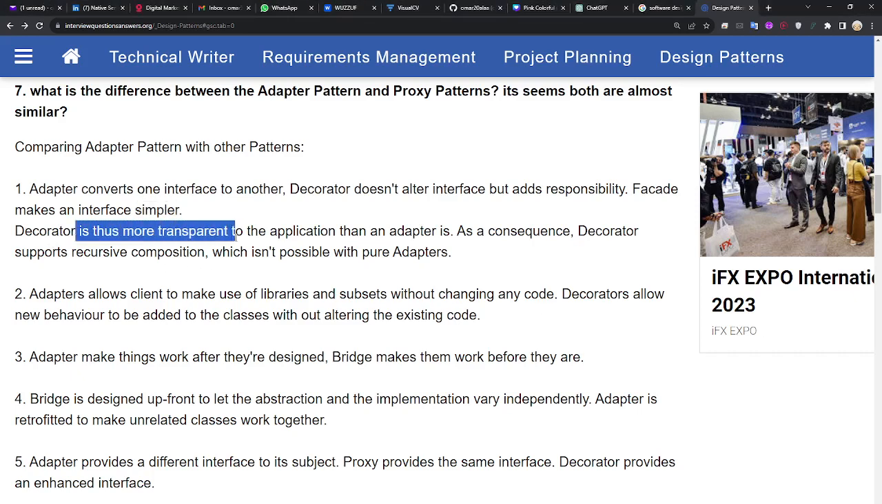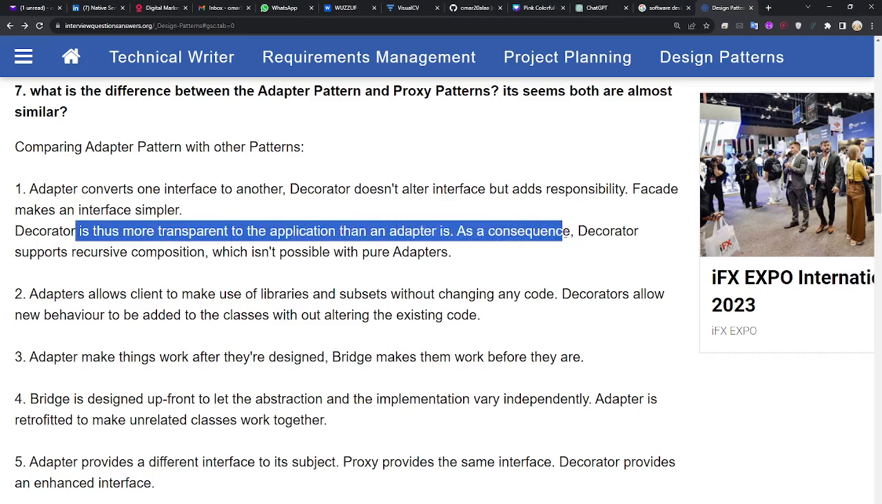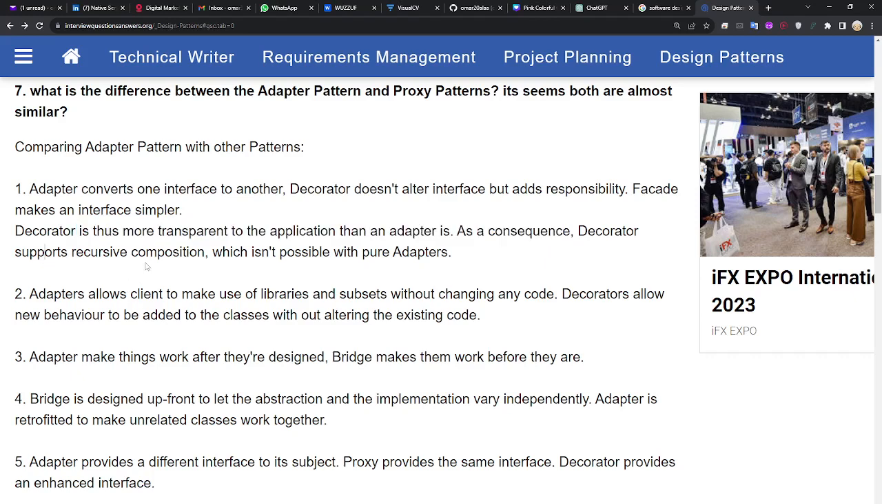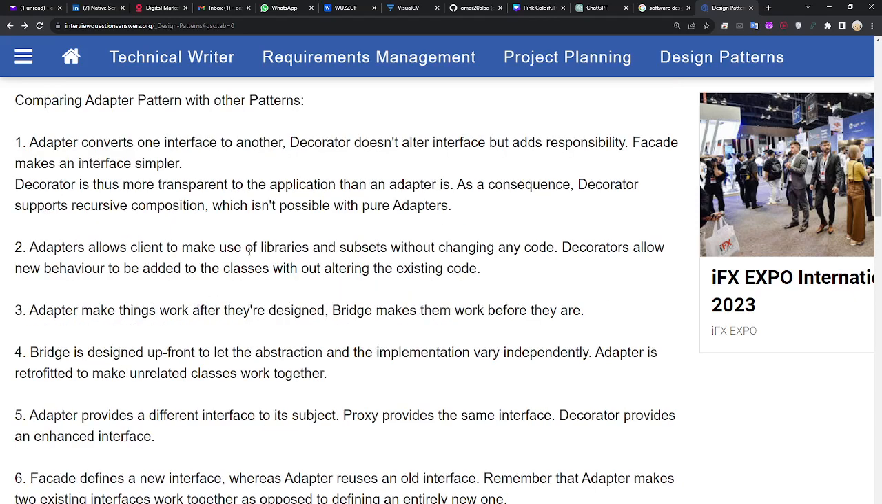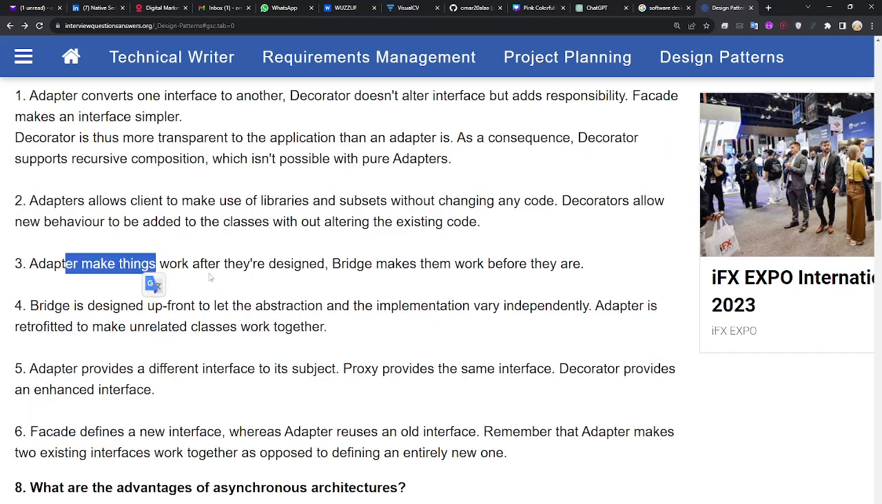Decorator is thus more transparent to the application than an adapter is. Decorator supports recursive composition, which isn't possible with pure adapters. Adapters allow a client to make use of libraries and subsets without changing any code. Decorators allow new behavior to be added to a class without altering the existing code. Adapter makes things work after they are designed. Bridge makes them work before they are.